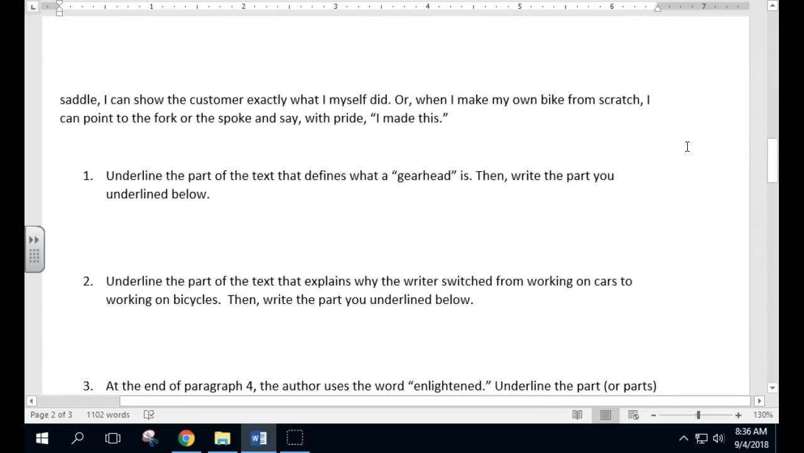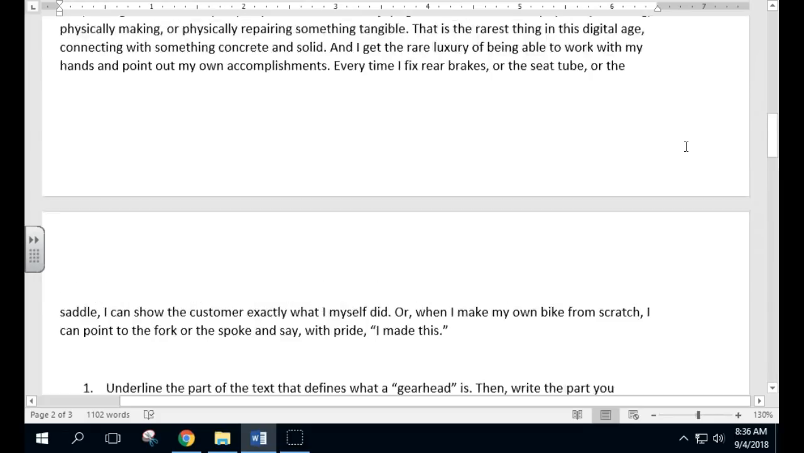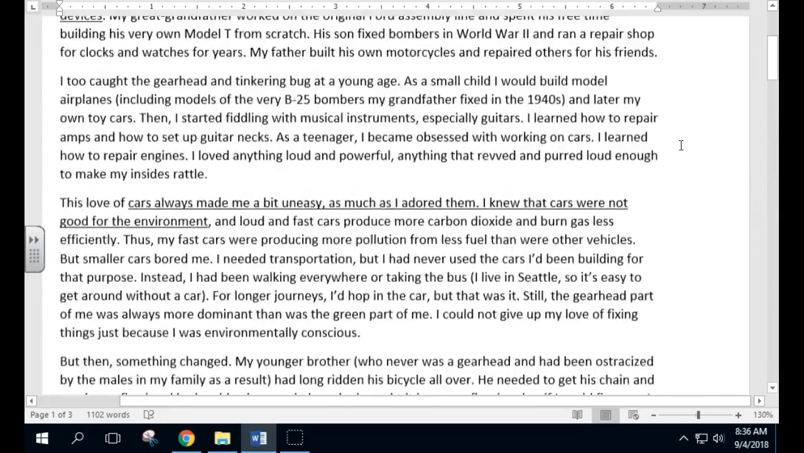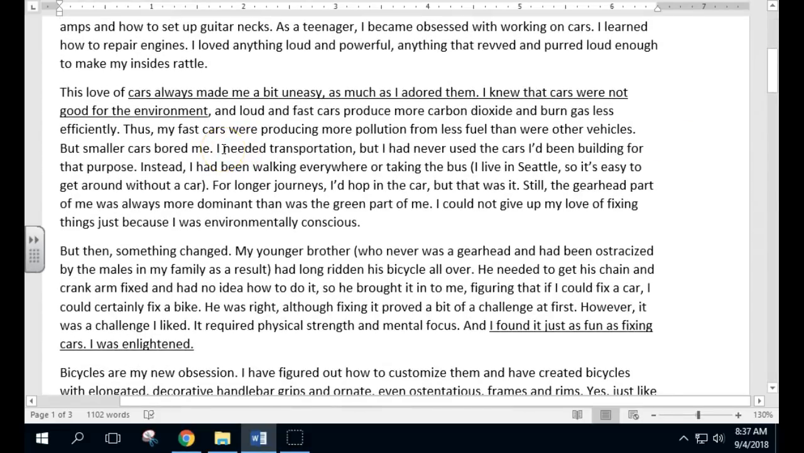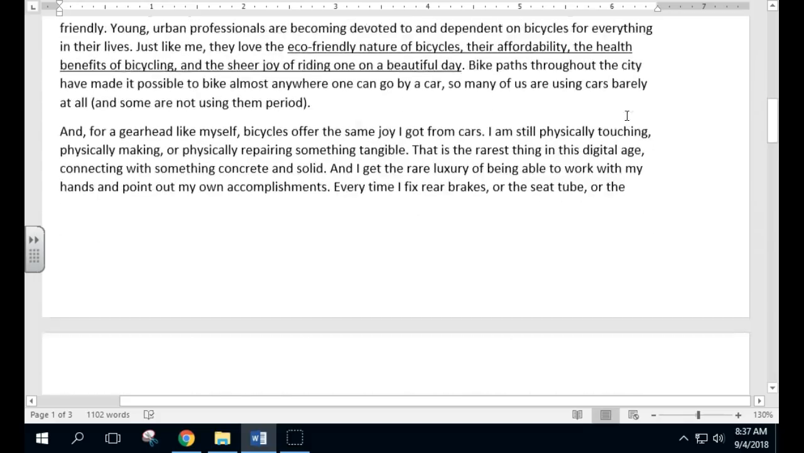Then the next question: underline the part of the text that explains why the writer switched from working on cars to working on bicycles. I bet you and I underlined some of the same parts here. This is what I underlined. Why did he switch from cars to bicycles? Because cars had made him uneasy. He adored them, but he knew that they weren't good for the environment.